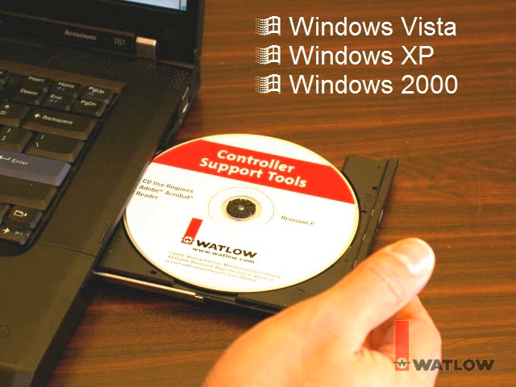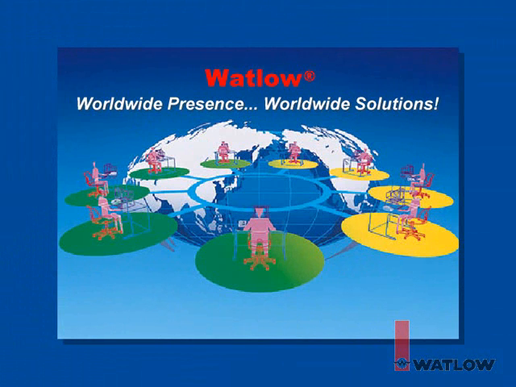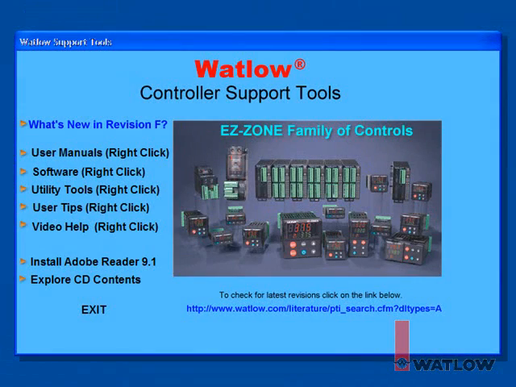EasyWare 5000 works with Microsoft Windows Vista, Windows XP, or Windows 2000. Begin by inserting the CD-ROM into the computer's CD drive. When you insert the CD-ROM, it should automatically display a menu of what's available. If autoplay is disabled on your computer, locate the CD-ROM icon in your computer folder and double-click it. The CD-ROM includes user manuals for Watlow products, software including EasyWare 5000, sample Silver Series projects, and other useful resources including these tutorials found under Video Help.